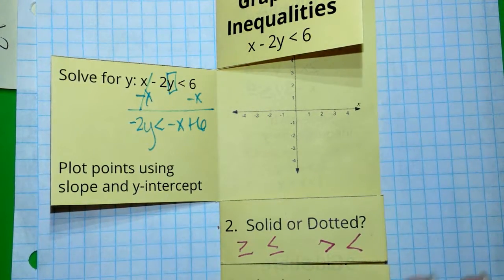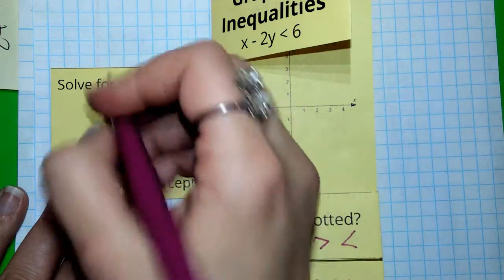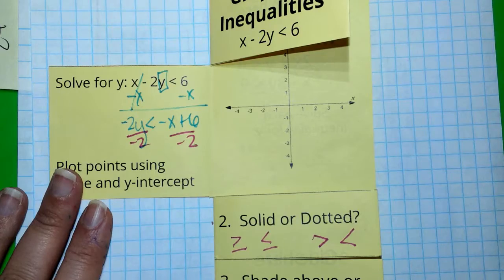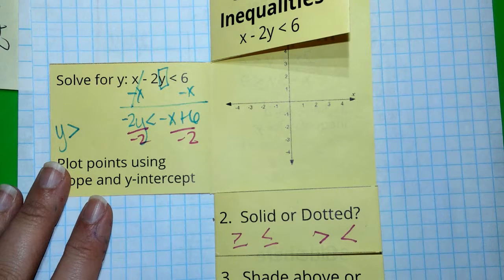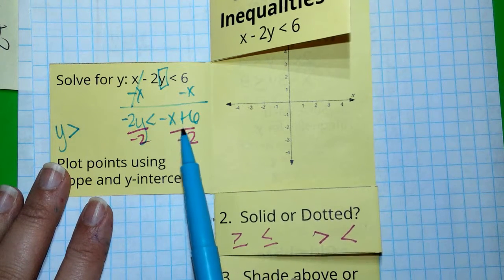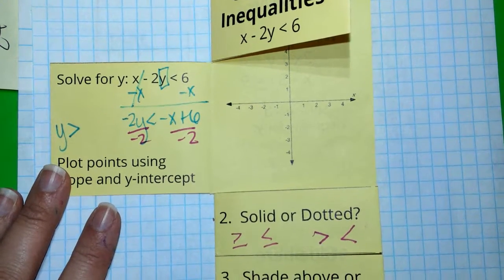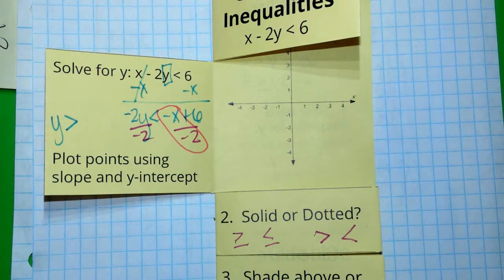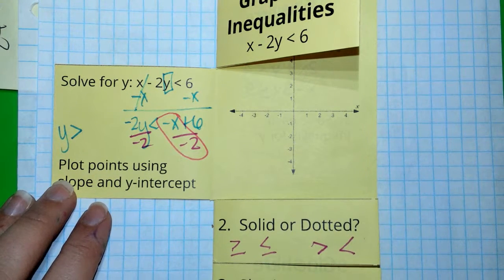Now, are we done? Is y completely by itself? Divide by negative 2. Now, does anybody remember the special thing that happens on inequalities when we divide by a negative? We flip the sign. Alright, so we're going to flip the sign, and it's going to become greater than. Now, do we divide just one thing by negative 2, or all the things? All the things. Can anybody raise their hand and tell me what negative x divided by negative 2 is?